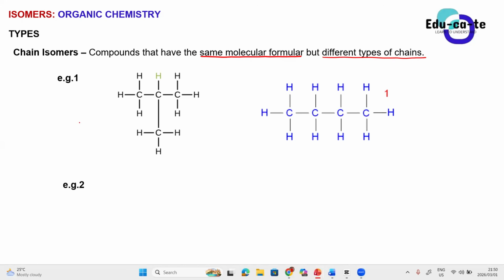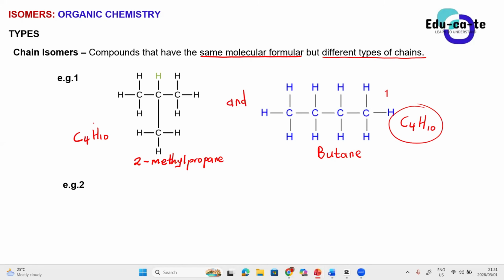We've already established that these are isomers in the previous slide, because this is 2-methylpropane. The second compound is butane. So we have 2-methylpropane on one side and butane on the other, and both have the same molecular formula, C4H10. The second one is still C4H10, because I've already told you how to find the molecular formula: just count the number of carbons and the number of hydrogens. So by virtue they have the same molecular formula.